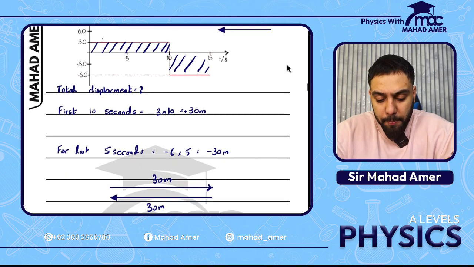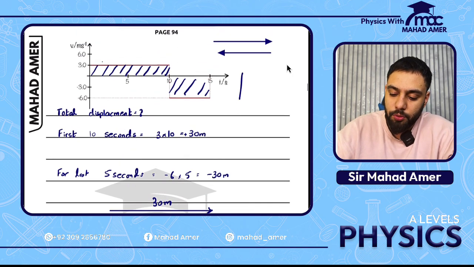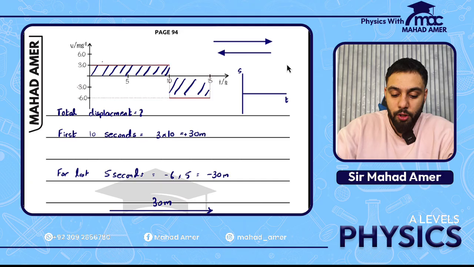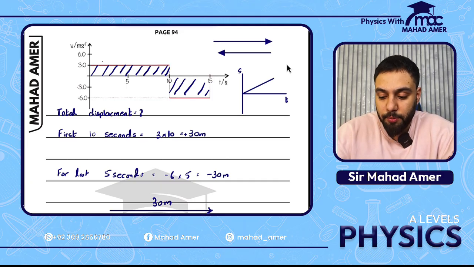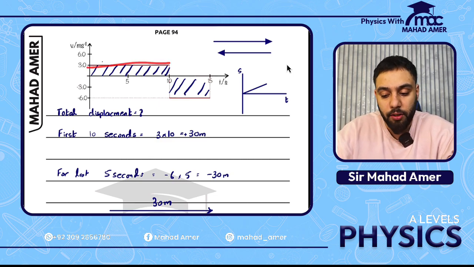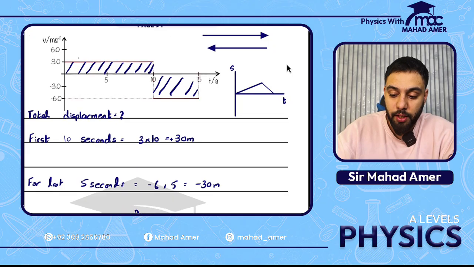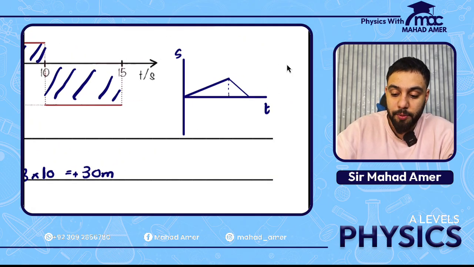Moving on, if they ask you to make a displacement-time graph for this exact journey, you would realize that initially the graph would look somewhat like this. Why? Because there is a uniform velocity, which means the gradient of the displacement-time graph would be positive. And then it came 30 meters back. So the graph is going to go like this, with a higher gradient because the velocity is greater, but in the negative direction. So this would be the displacement-time graph.